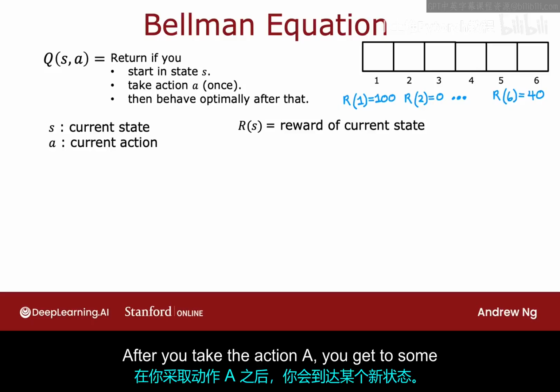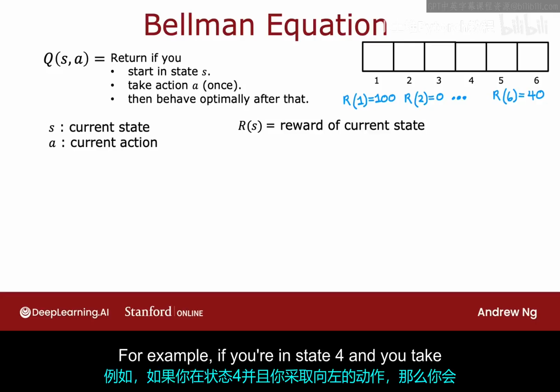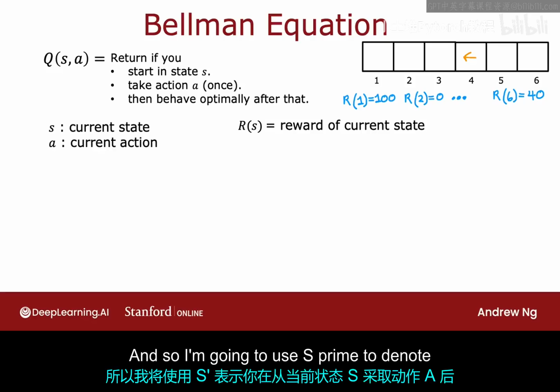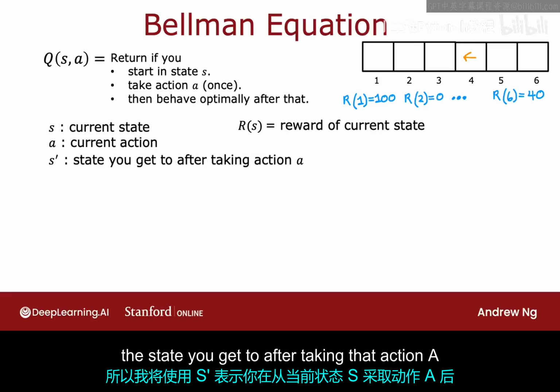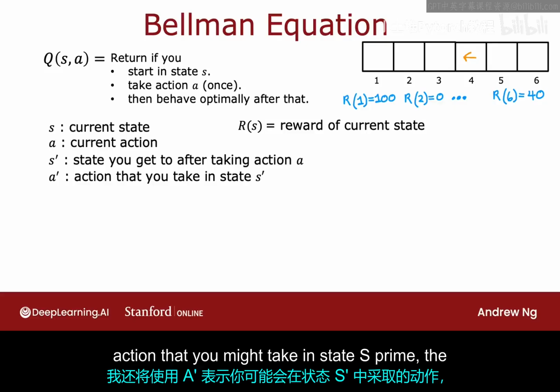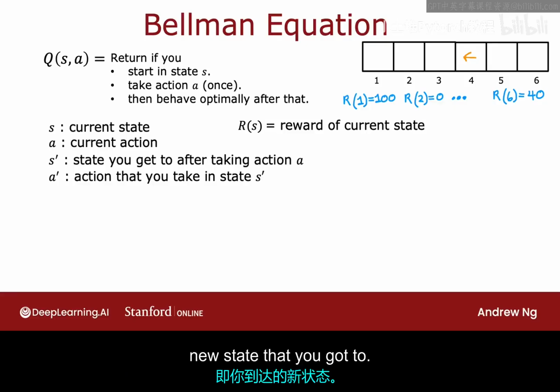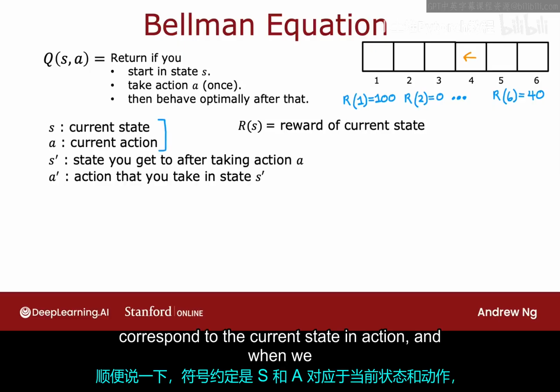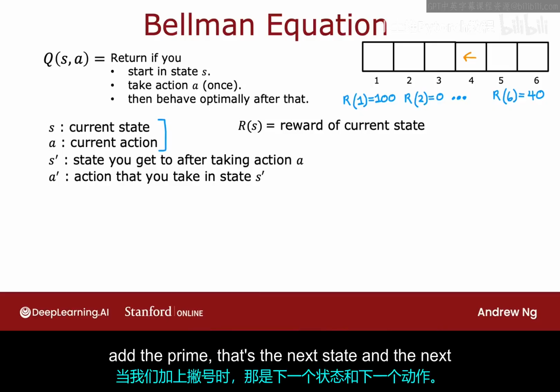After you take the action A, you get to some new state. For example, if you're in state 4 and you take the action left, then you get to state 3. And so I'm going to use S prime to denote the state you get to after taking that action A from the current state S. I'm also going to use A prime to denote the action that you might take in state S prime, the new state that you got to. The notation convention, by the way, is that S, A corresponds to the current state and action, and when we add the prime, that's the next state and the next action.